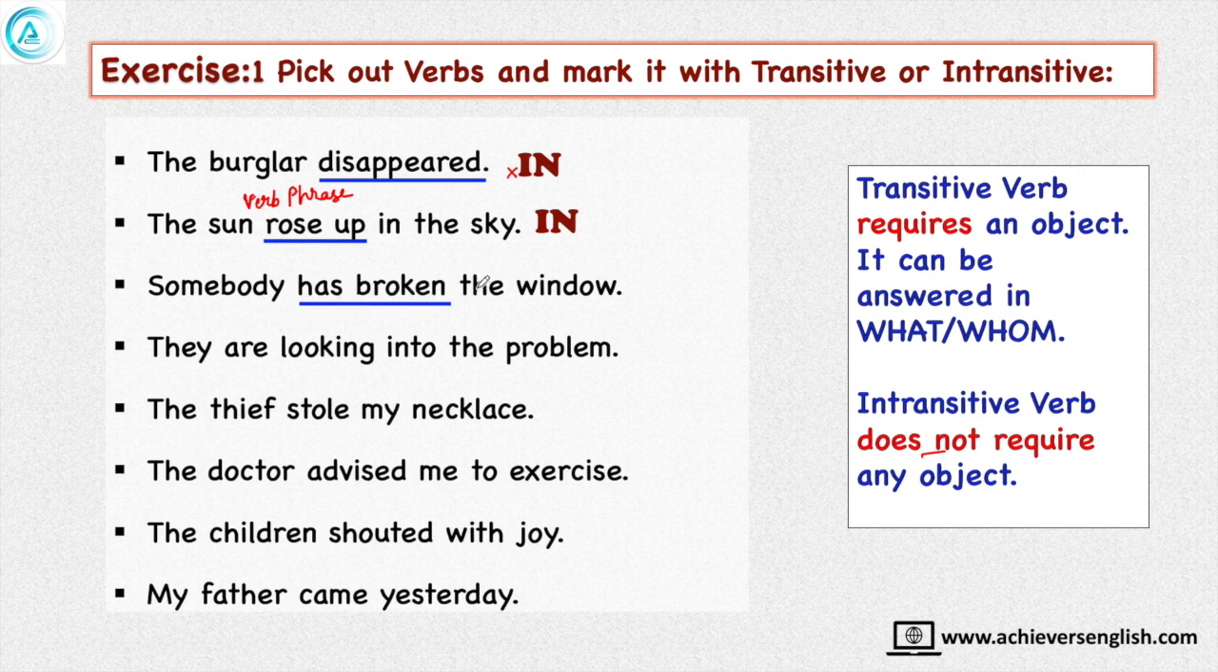And now we can see that there is a word window which is working as an object. Somebody has broken what? The window. So if we have an object, it means it is transitive verb. They are looking into the problem. Are looking into is a verb. We cannot remove into from look because look into is a verb phrase.